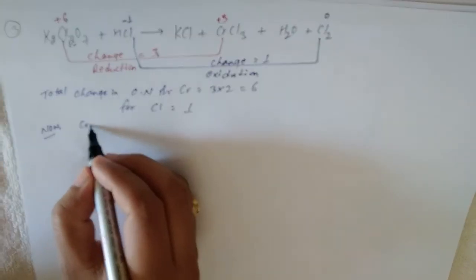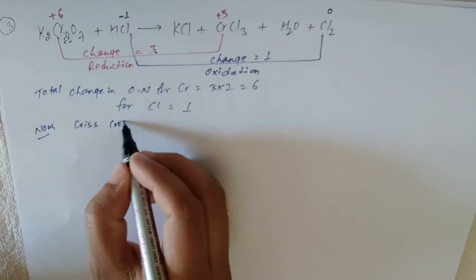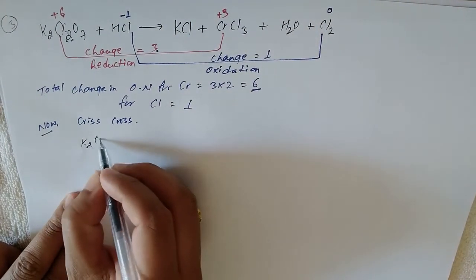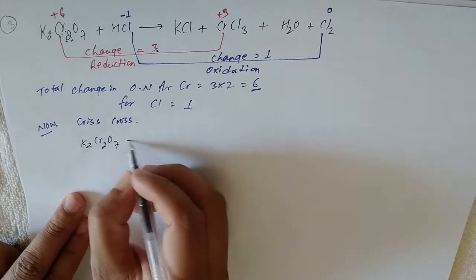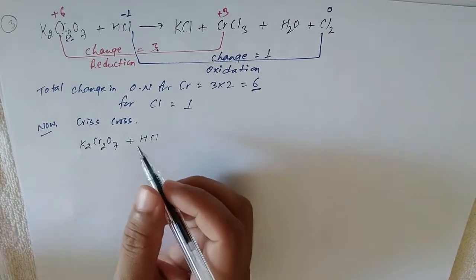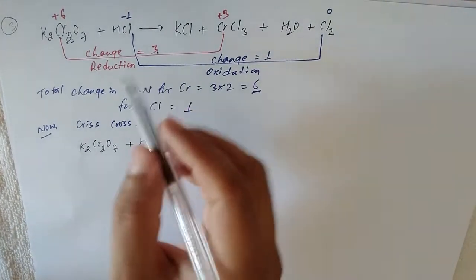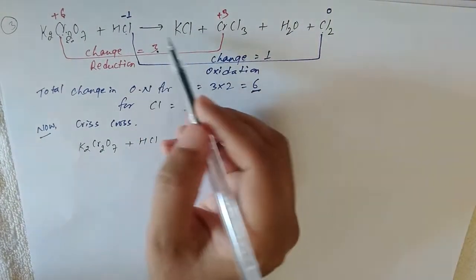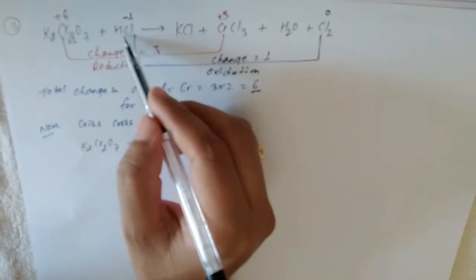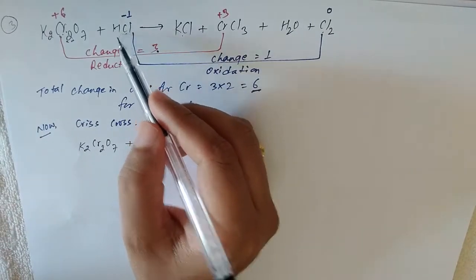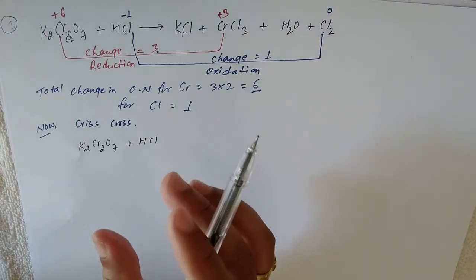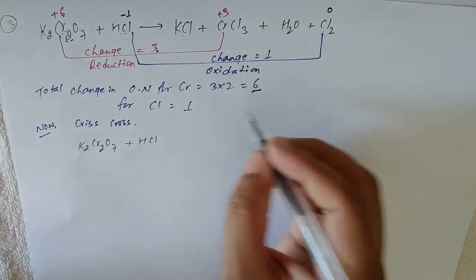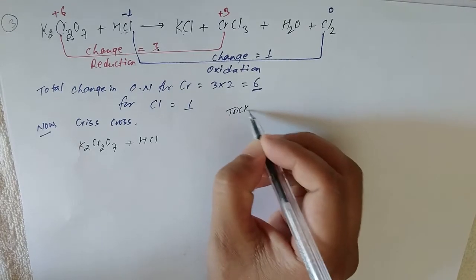Now crisscross. K2Cr2O7 plus HCl, and here this Cl balances only this Cl. This Cl does not balance this. If after crisscross we change this HCl, then it will be the hit and trial method. So we have to take some trick here. We already discussed about it.